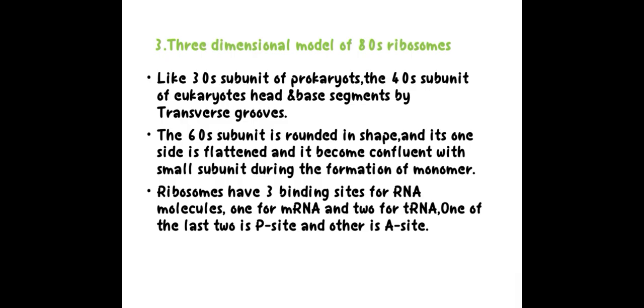Like the 30S subunit of prokaryotes, the 40S subunit of eukaryotes has head and base segments separated by transverse grooves. The 60S subunit is rounded in shape and one side is flattened, and it becomes confluent with the small subunit during the formation of the monomer. Ribosomes have three binding sites, one for mRNA and two for tRNA. One of the last two is the P site and the other is the A site.